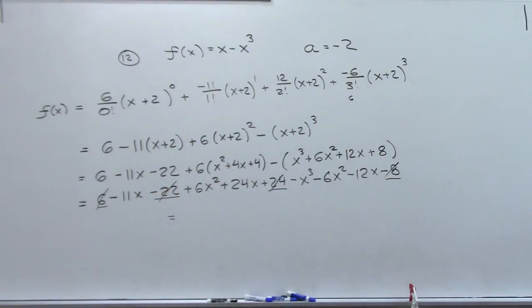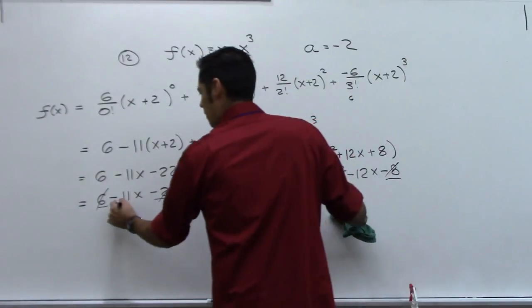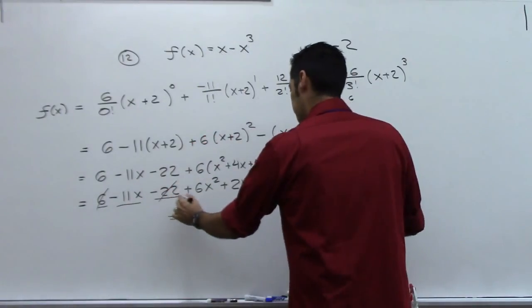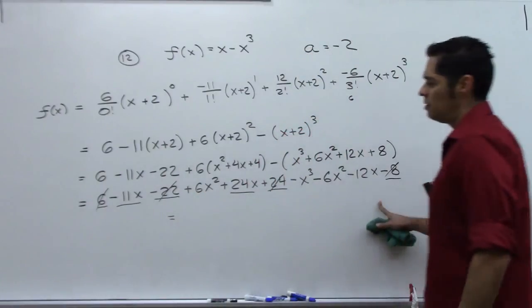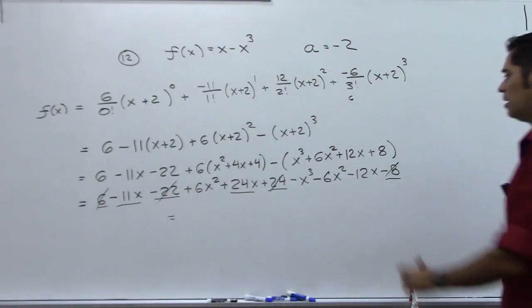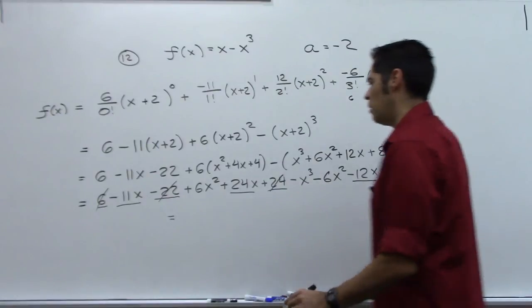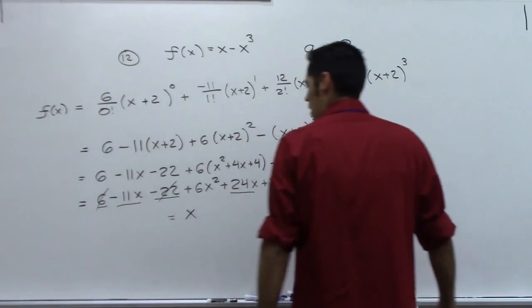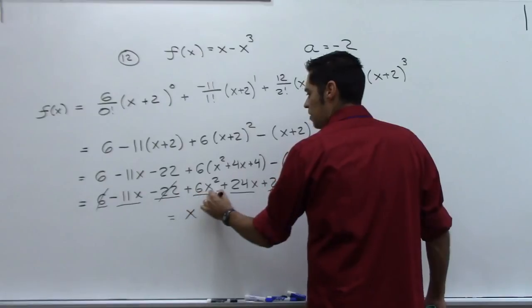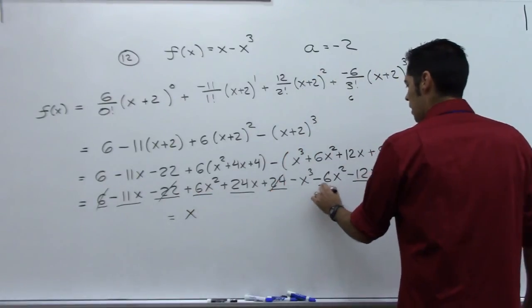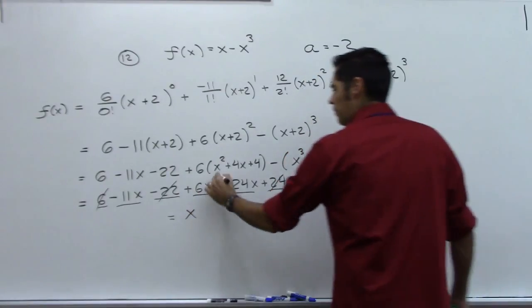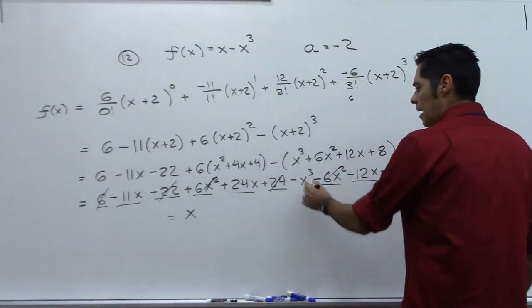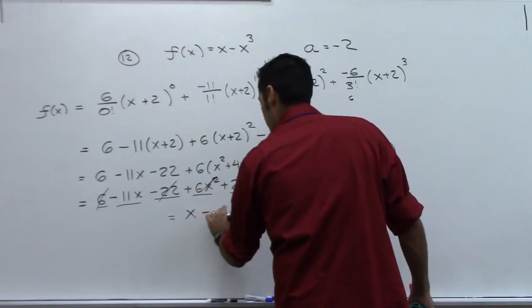Now let's look at my x's. Where are my x's? Okay, I've got negative 11x and 24x. So that's going to be 13x. And then take away 12x, that just leaves me 1x. And then let's look at my x squared. 6x squared and negative 6x squared, they're gone. And then my x cubed, I have minus x cubed, that's all I have, minus x cubed.